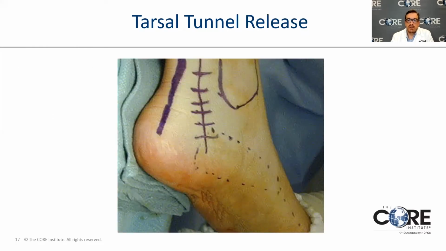So this diagram right here, or this picture, this area right here where my cursor is the ankle bone, and this, of course, is marking the Achilles tendon, and this would be the incision for a tarsal tunnel release.